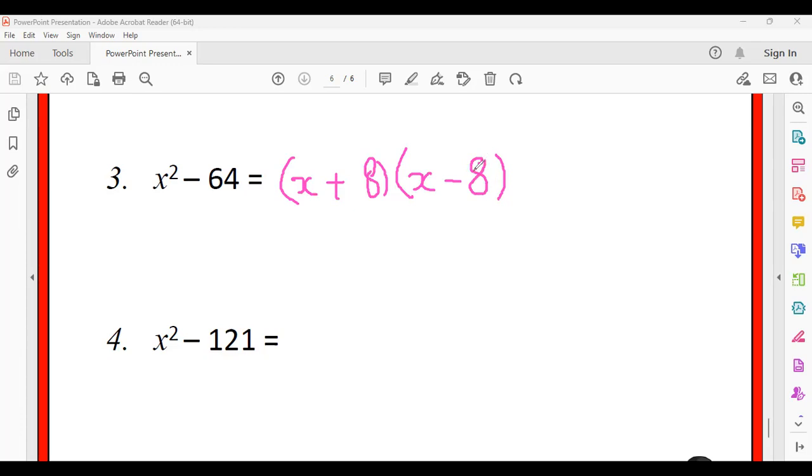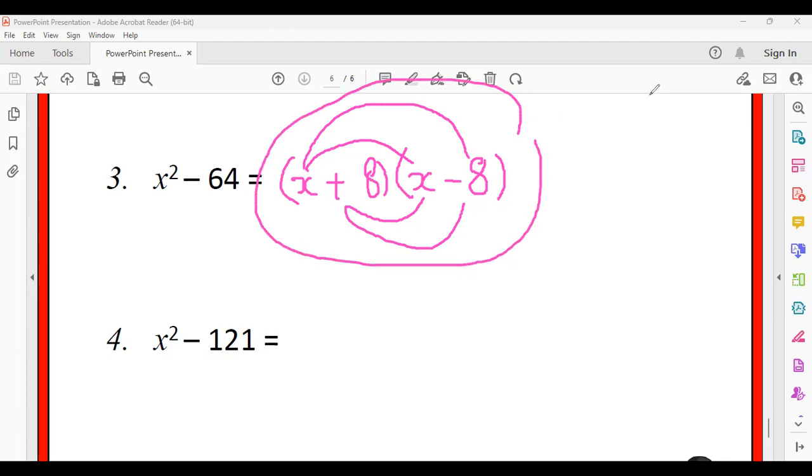Now tell me, quadratic, difficult? Is this difficult? No, right? So you get x squared minus 8x plus 8x. That's where you get your 0, minus 64. You see this? This little pattern is important.